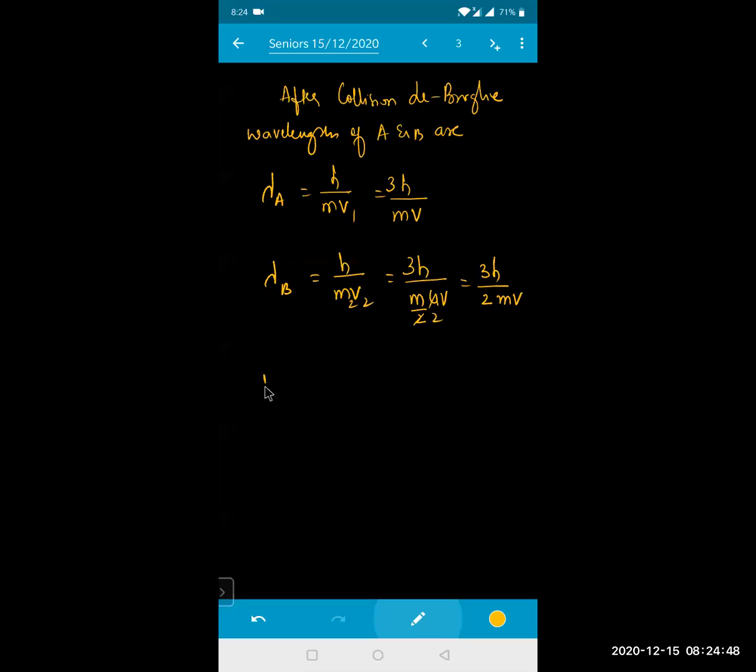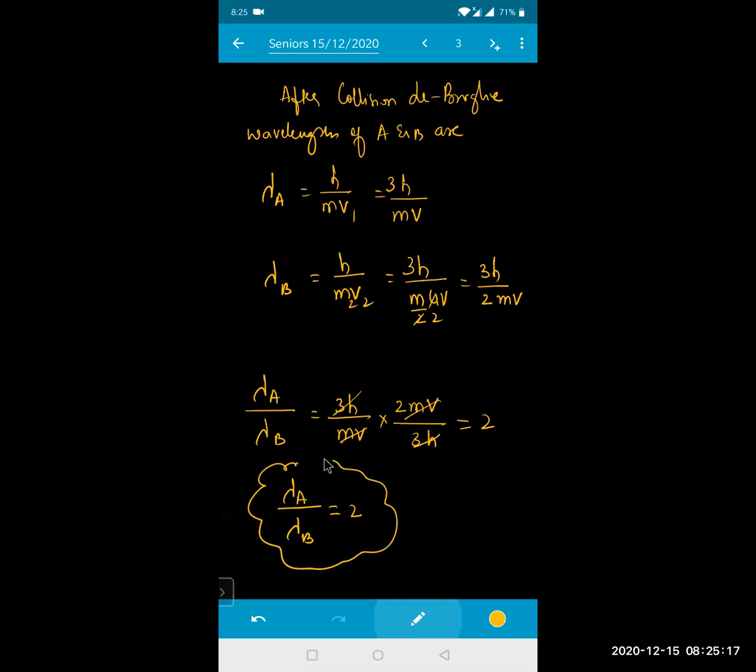So we need to calculate the ratio. Lambda A by lambda B will be equal to 3h by m into v, divided by 3h, which becomes 2m into v divided by 3 into h. The 3h, 3v and 3v get cancelled, so that will be equal to 2. That means the wavelength of A divided by the wavelength of B will be equal to 2. Is it clear?